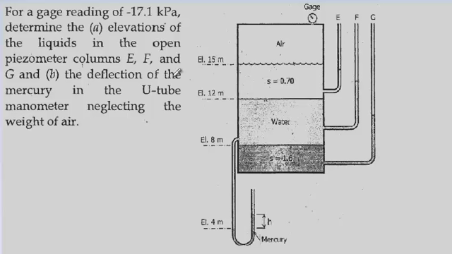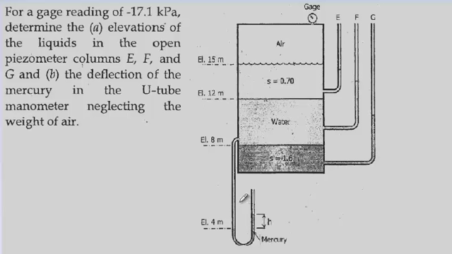Okay, here's another problem that we need to do. For a gauge reading of negative 17.1 kPa, so here the air has a pressure of negative 17.1. So this gauge here reads that. Determine the elevations of the liquids in the open piezometer columns E, F, and G, and also the deflection of mercury in the U-tube manometer, neglecting the weight of air.